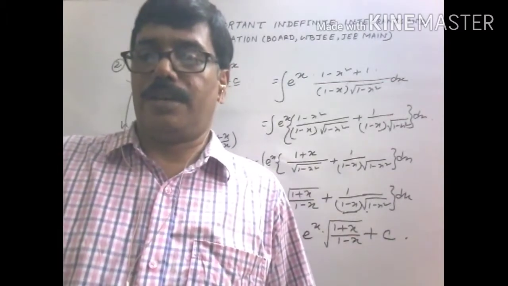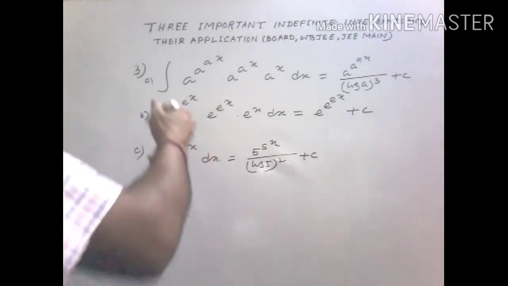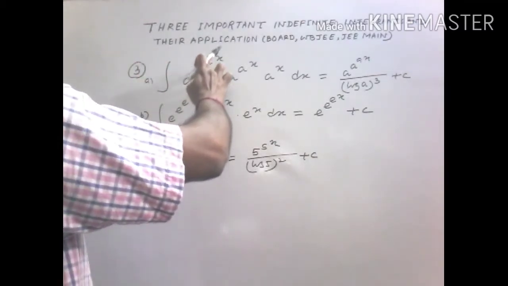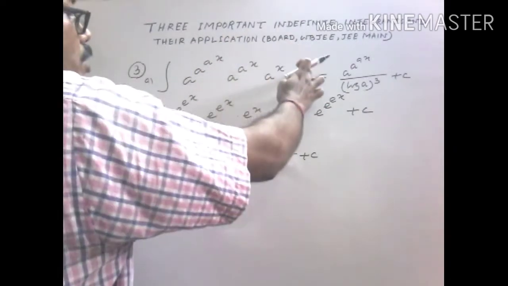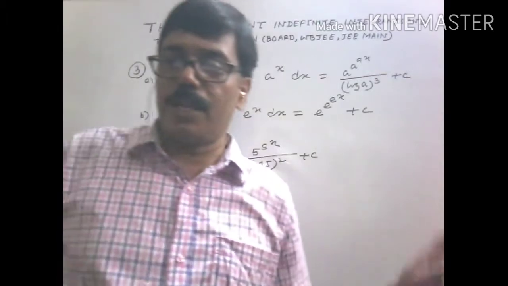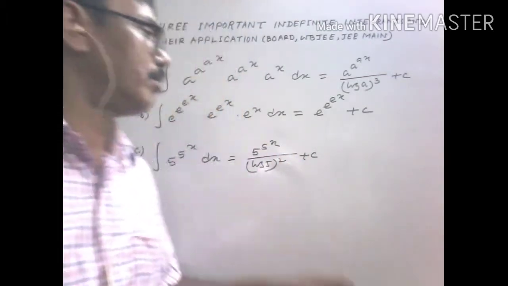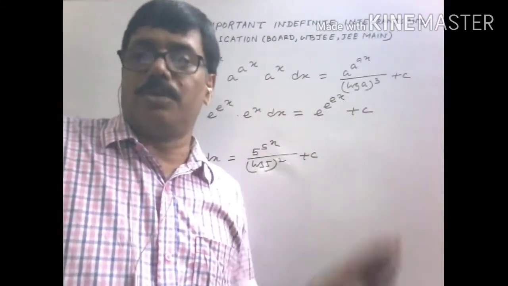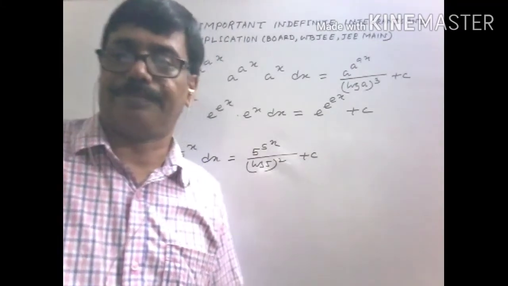So now we consider integrand number 3. Now integral number 3: a to the power x, a to the power x, a to the power x, a to the power x dx. This is a basic problem of integration from the first chapter. But this problem very often comes in the West Bengal joint entrance examination.